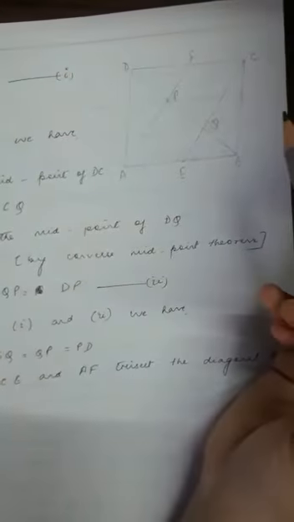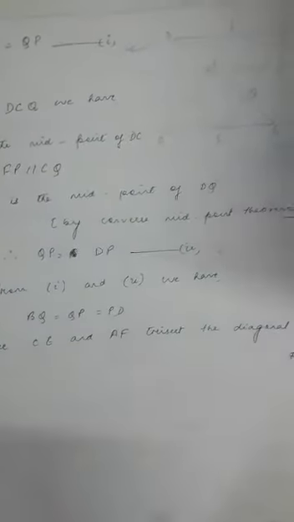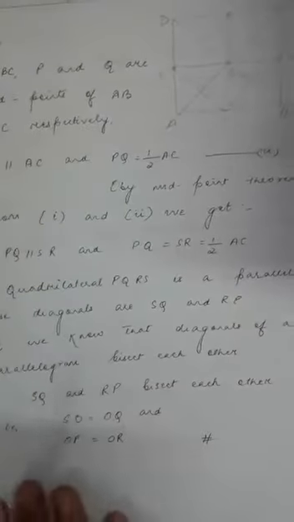Again, from the triangle DCQ, we have F as the midpoint of DC and FP is parallel to CQ. Therefore, P is the midpoint of DQ by the converse of the midpoint theorem. P is the midpoint, so we can say that QP is equal to DP. Keep this as equation number 2. So from 1 and 2 we get that BQ is equal to QP is equal to PD. So it is divided into 3. Therefore I can say that CE and AF trisect this diagonal BD.